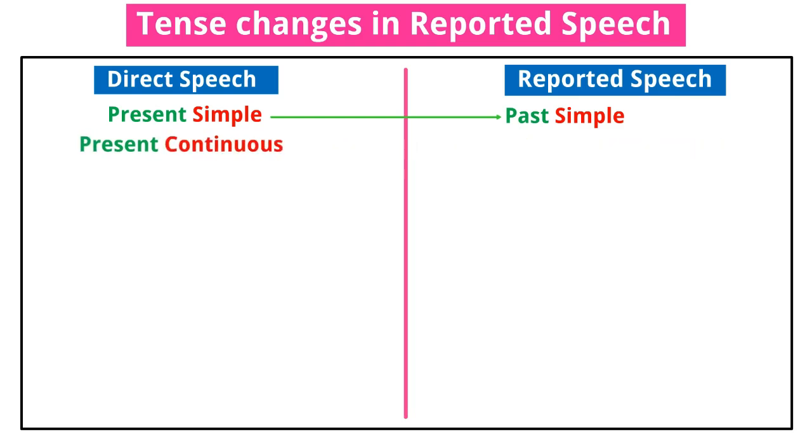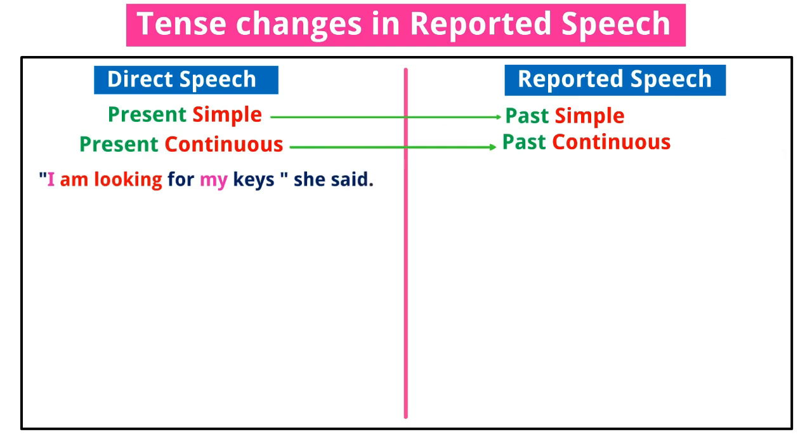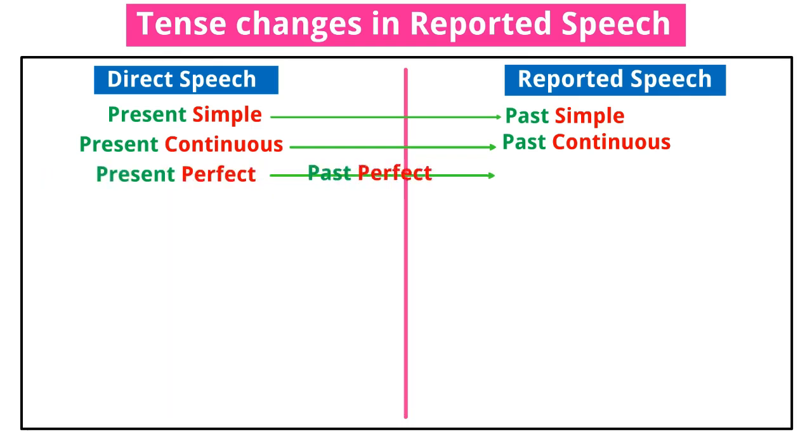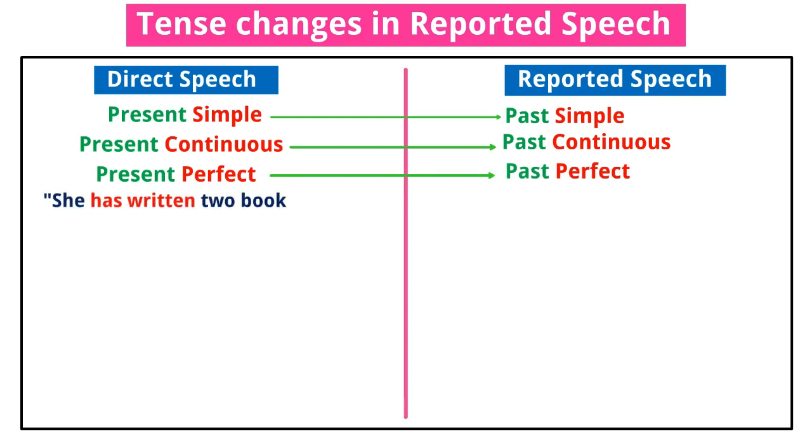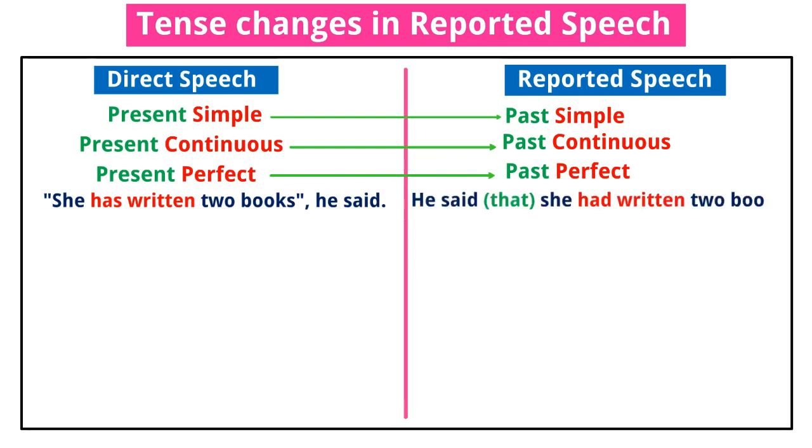The present continuous changes into past continuous in reported speech. For example, "I am looking for my keys," she said. In reported speech, it becomes, she said that she was looking for her keys. Present perfect changes to past perfect. For example, "She has written 2 books," he said. Becomes, he said that she had written 2 books.